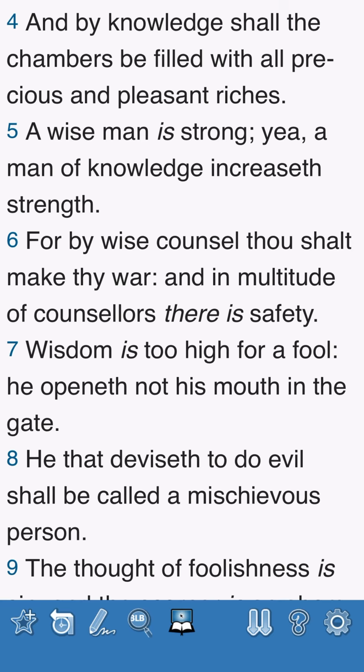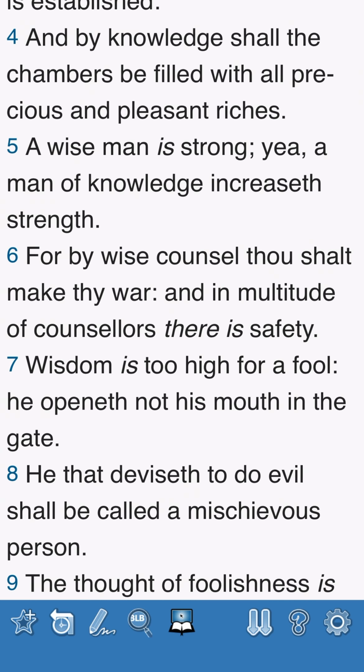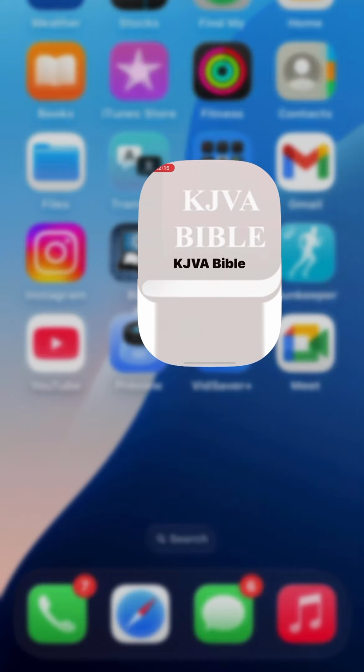And that's ultimately how the elect is going to stand, as we got in 2nd Esdras, the 2nd chapter and the 47th verse. Verse 5 says, "A wise man is strong, yea, a man of knowledge increaseth strength." Because ultimately we understand that it's the wisdom that's going to prevail. That's why it says in scriptures like this.